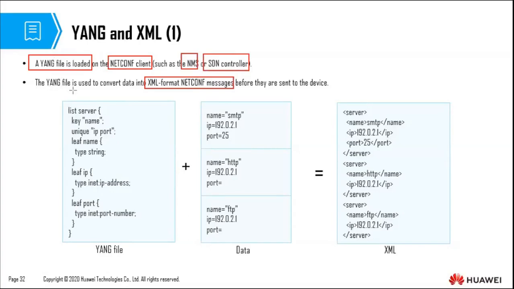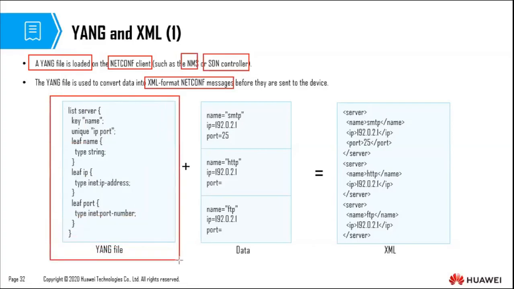Okay, thank you. So the YANG file is used to convert data into XML format before they are sent to the device. So let's see how that is done. This is how the YANG file looks. We are just modeling the data. Look how we are modeling the data.